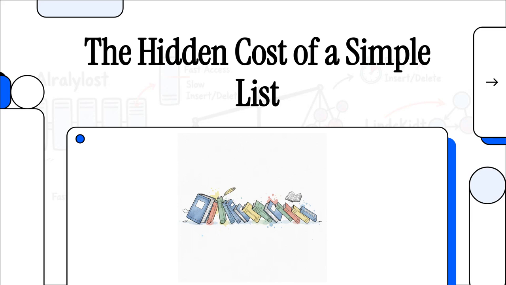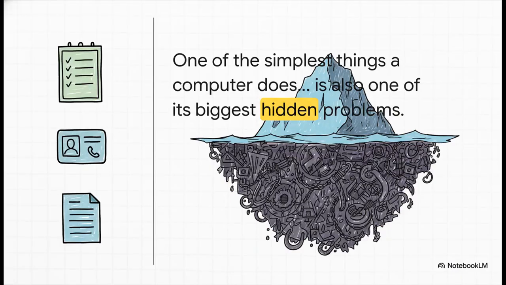So let's talk about one of the most basic things we ask a computer to do. Just make a list. Sounds easy, right? I mean, how hard can it be? Well, as we're about to find out, there's a surprising and kind of complicated story hiding inside this super simple task.